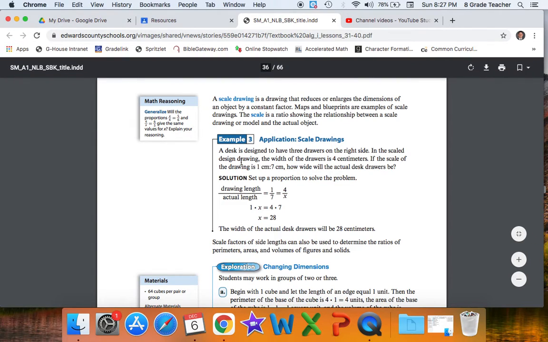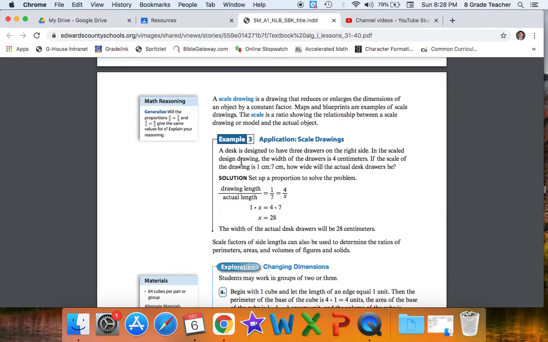In this example, a desk is designed to have 3 drawers on the right side. In the scale design drawing, the width of the drawer is 4 centimeters. If the scale of the drawing is 1 centimeter equals 7 centimeters, how wide will the actual desk drawers be? So you set a proportion to what you know. One proportion is 1 to 7, and then the known value of the smaller value of the drawing is 4 over something. So 1/7 equals 4 over what the actual is going to be.